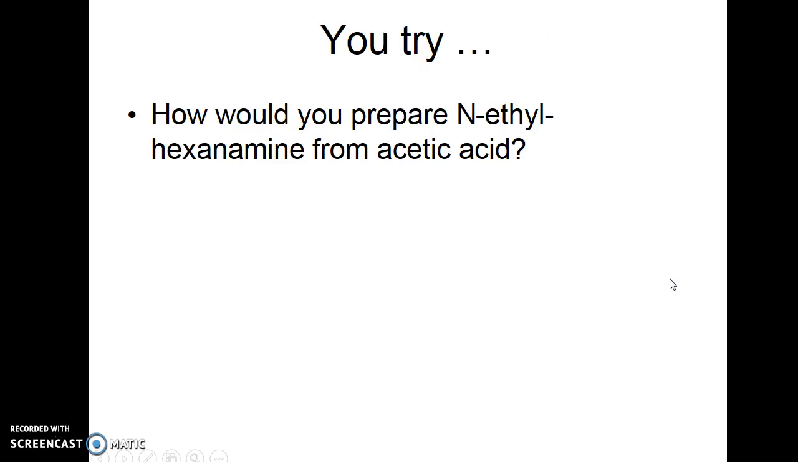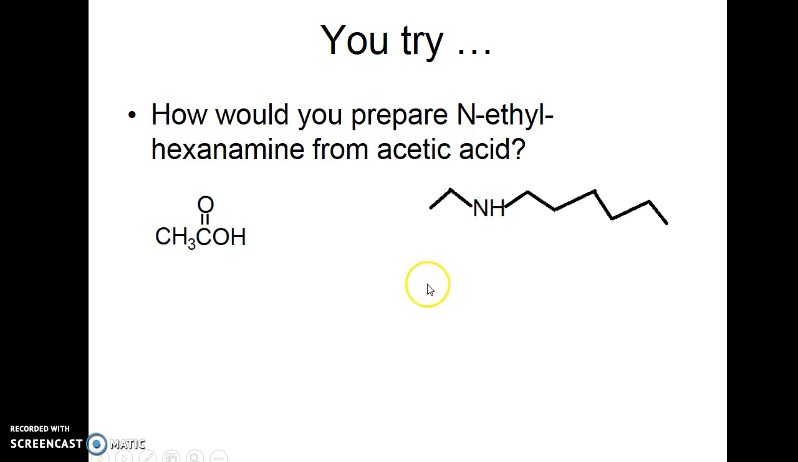So how would you prepare N-ethyl hexanamine from acetic acid? Well, here's the acetic acid, and here's N-ethyl hexanamine. The way that I like to do this is I like to look at carbons and try to figure out where in the molecule they could be related. So I see these two carbons, so I look for two carbons here. It could be these two carbons, or it could be those two carbons. It can't be at the very end down here, or unlikely.